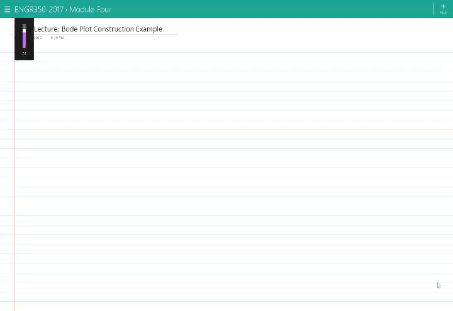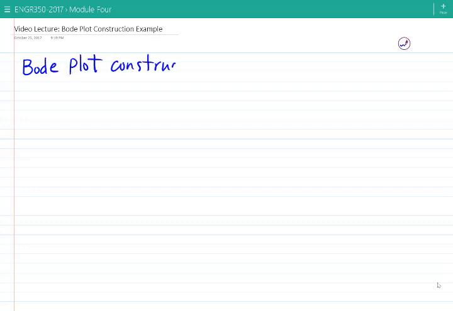In today's lecture, I'm going to show you how to construct Bode plot. So first, let's look at Bode plot construction strategy.